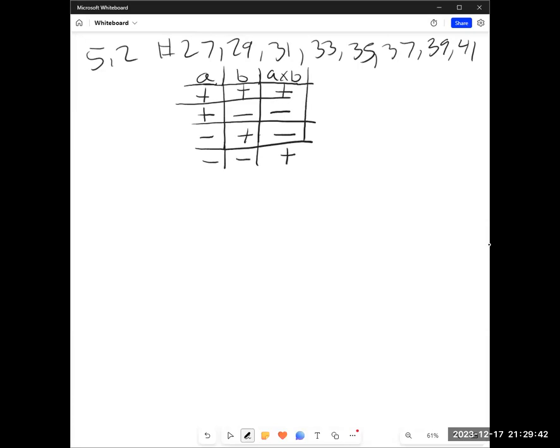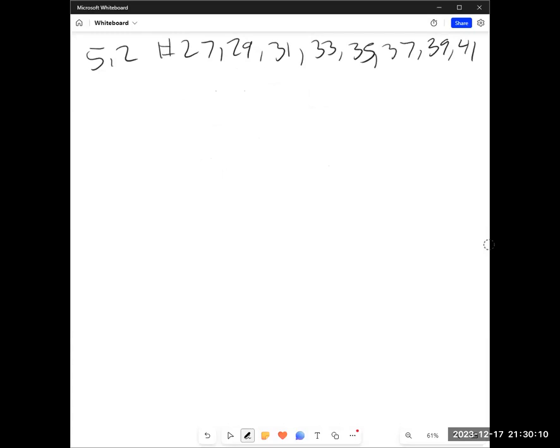Same thing goes for division. When I have A divided by B, positive divided by a positive will be a positive, positive divided by a negative will be a negative, negative divided by a positive will be a negative, and a negative divided by a negative will be a positive. Same rules apply for multiplication and division because division is a special kind of multiplication. So like signs, positive, unlike signs, negative.